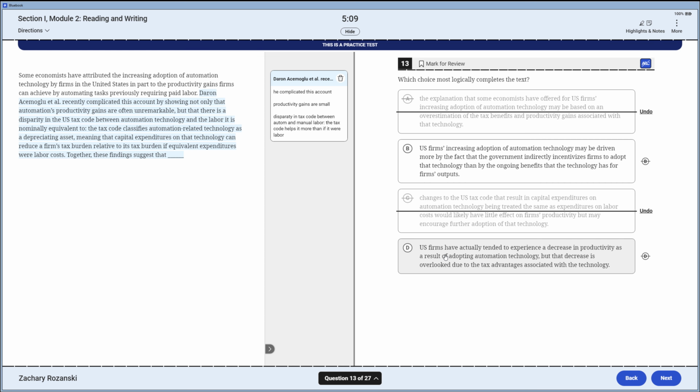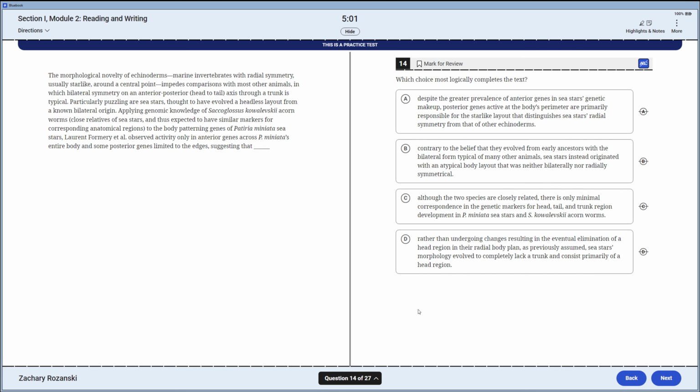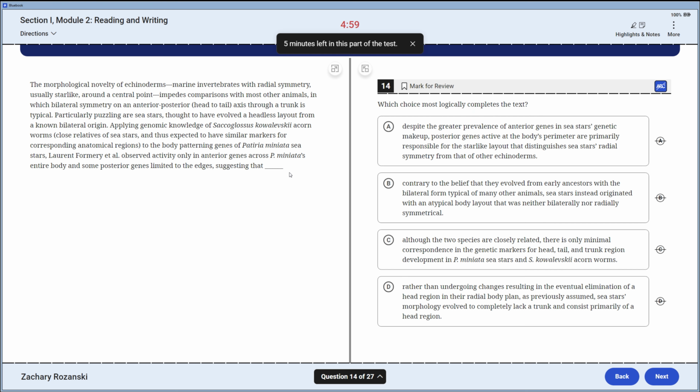I don't like C. U.S. firms have actually tended to experience a decrease in productivity. No, we don't have a decrease in productivity. It said that it was unremarkable, but that still means that there is productivity. Oh my God, 5 minutes left. One question. Okay. Whew. So logically complete.